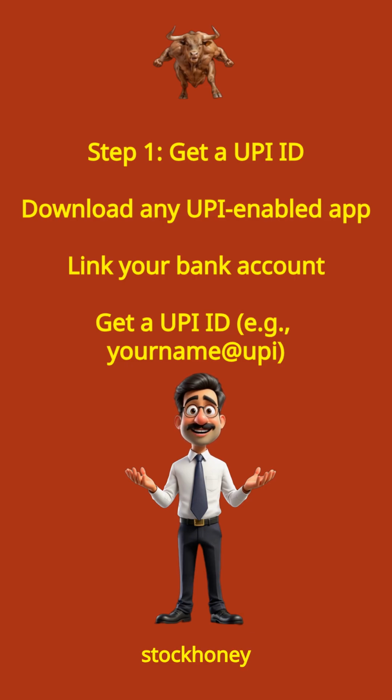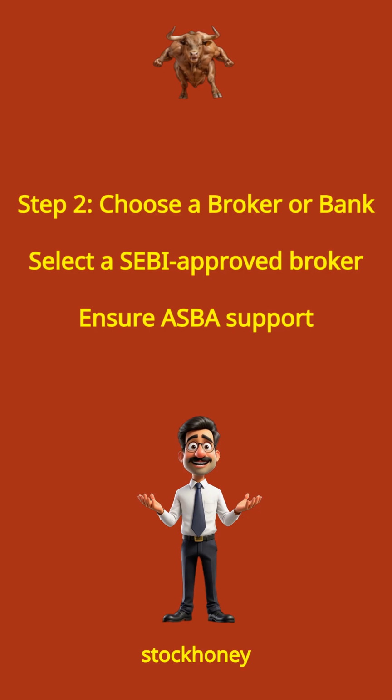Before you apply for an IPO, ensure that you have a UPI ID linked to your bank account. You can create a UPI ID through apps like Google Pay, PhonePe, Paytm, or BHIM. Your UPI ID will look like your name@UPI or phone number@bank name. Next, select an approved broker or bank platform that supports online IPO applications. Ensure that the platform supports ASBA, a SEBI-approved system that blocks the amount in your account until allotment.